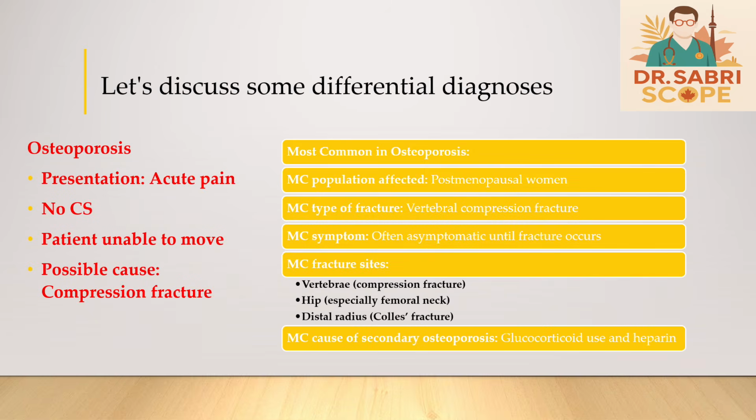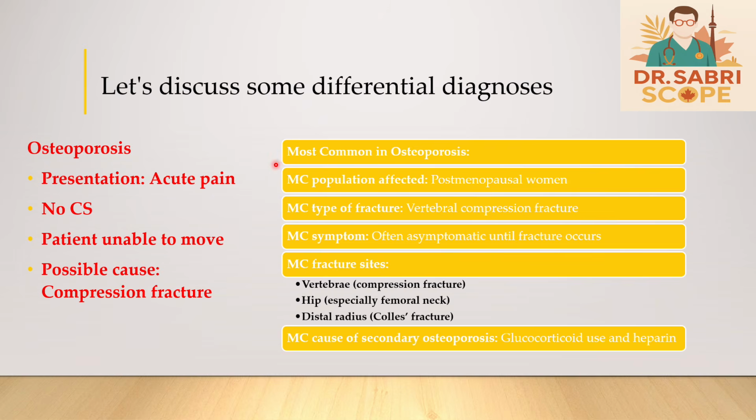So we reach the differential diagnosis. We'll start with osteoporosis, because osteoporosis can cause acute pain if the patient has a compression fracture. There are some hints that can help you diagnose osteoporosis. In a compression fracture, the presentation will be acute pain, with no constitutional symptoms like fever, arthralgia, or other things we talked about previously, and the patient will tell you, I'm not able to move, or if the patient is able to move it will be very painful.